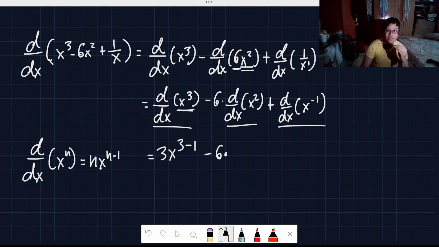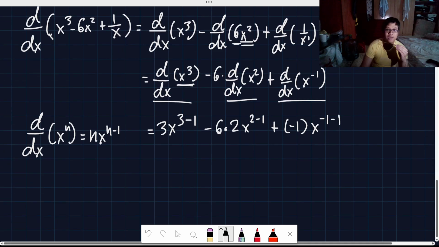So 6 times the derivative of x squared. Bring down the 2, then copy the function x squared, then subtract the exponent by 1. So you have 2 minus 1. Then lastly, we will do the same thing here for x raised to negative 1. So bring down negative 1, then copy the function x raised to negative 1, then subtract the exponent by 1. So you have minus 1.